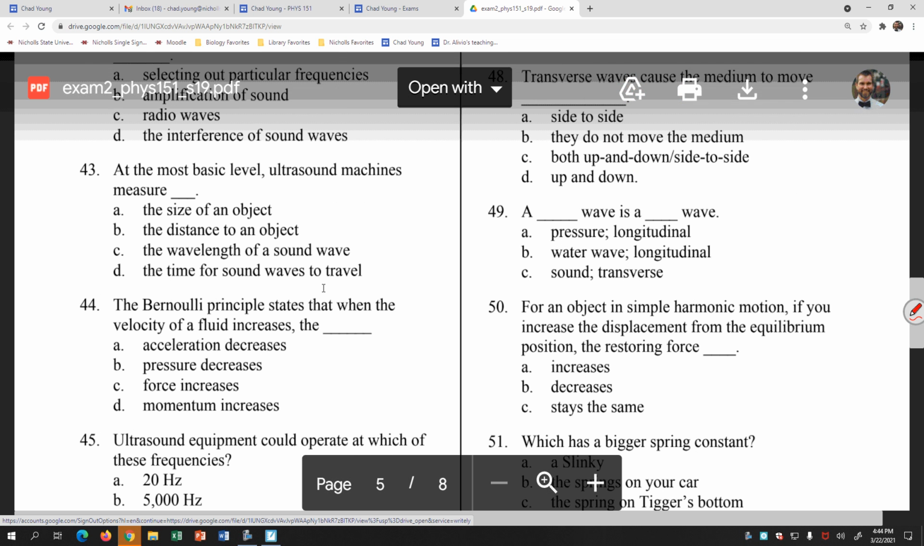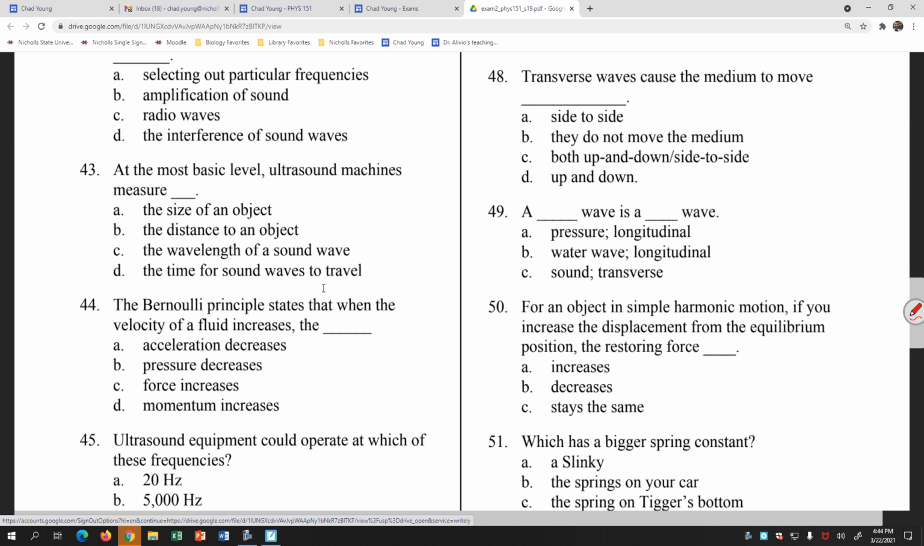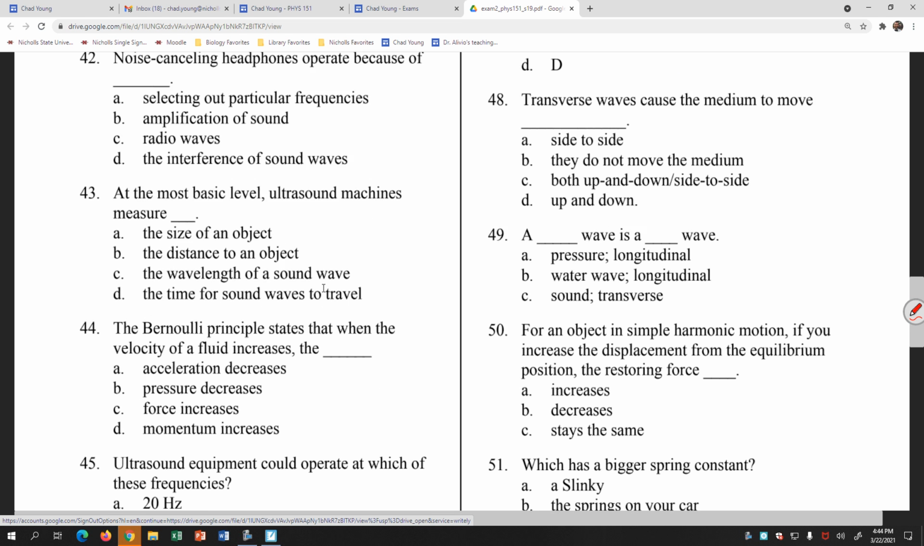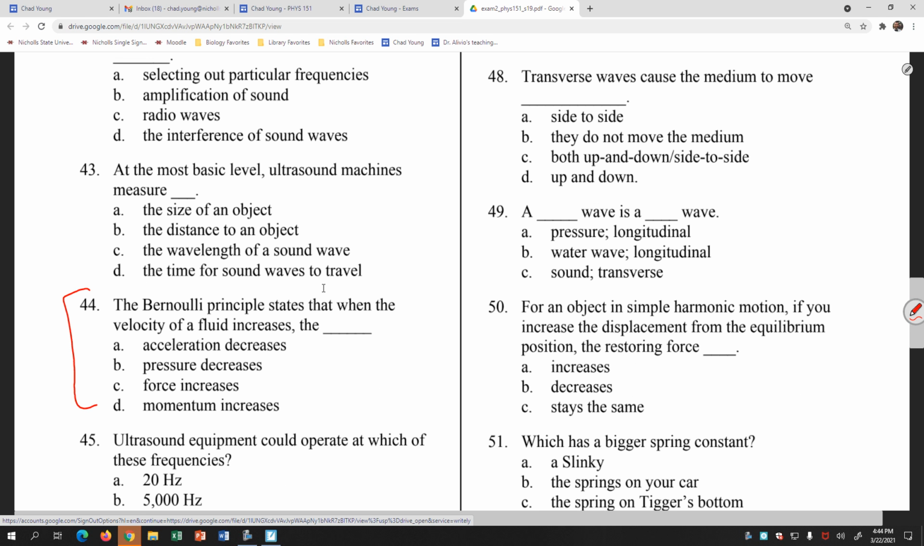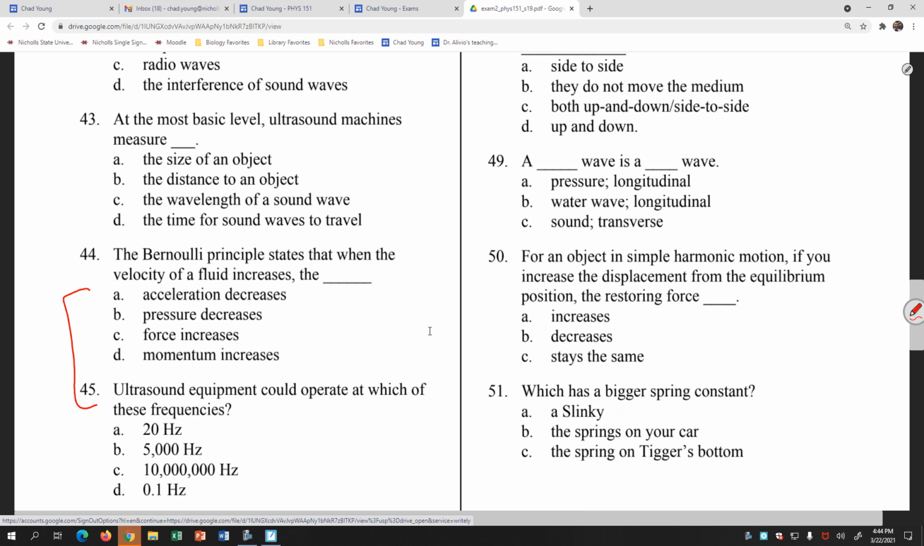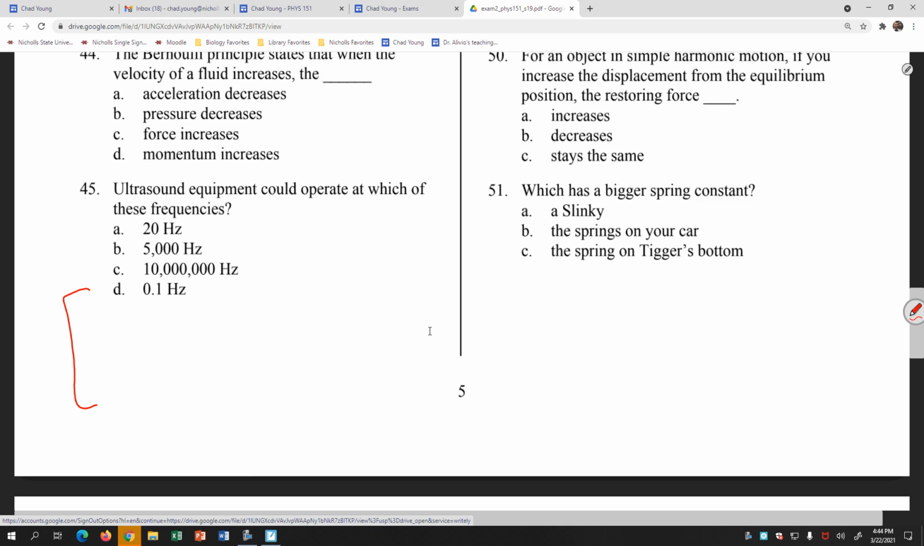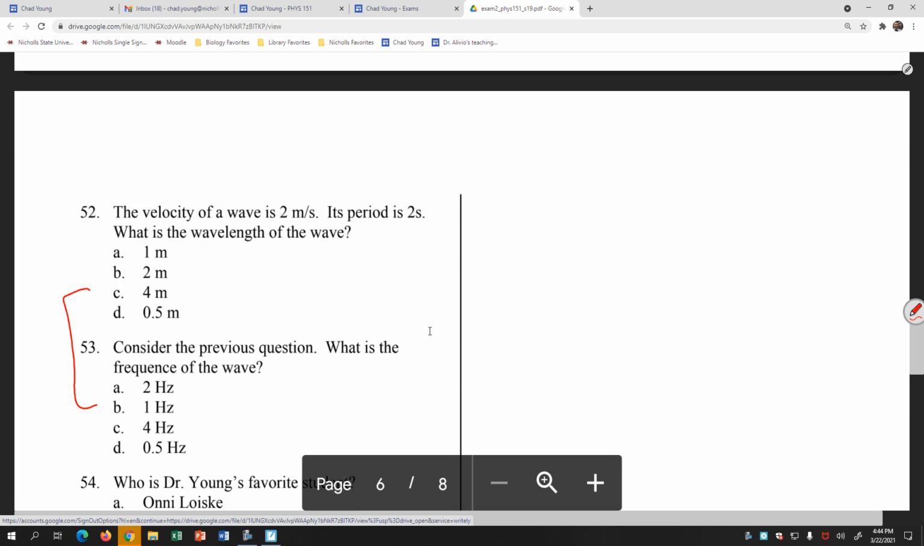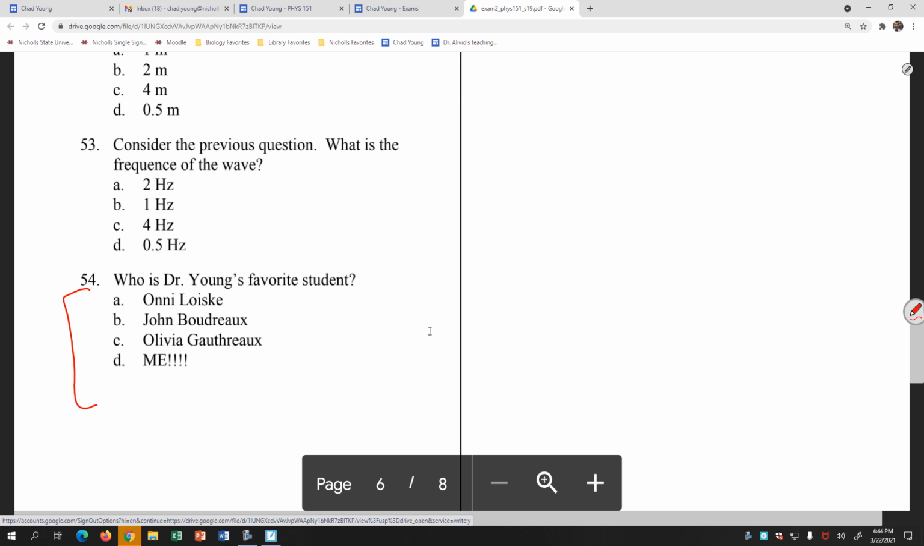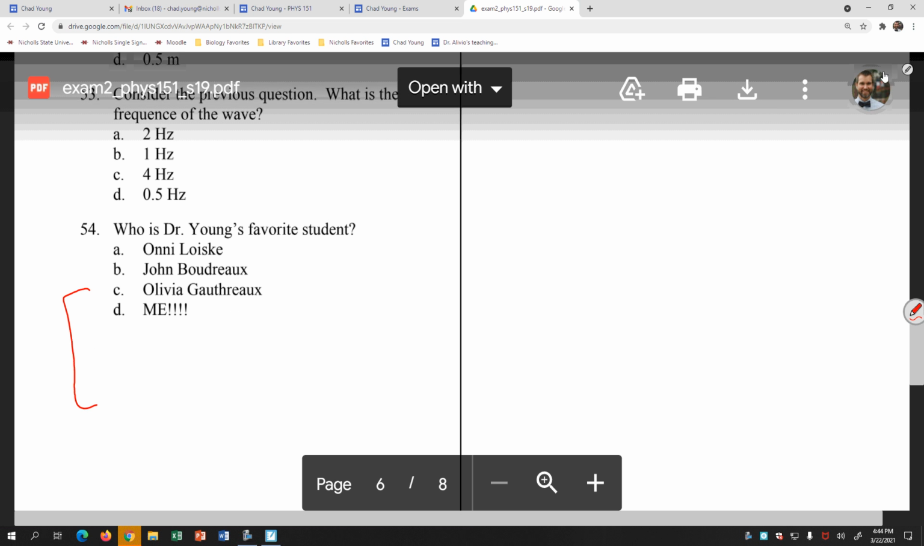Okay, so make sure you understand all these, but the Bernoulli principle, remember, as the velocity increases, the pressure decreases. All right, let me clear this. Let's look at E&M, electricity and magnetism.